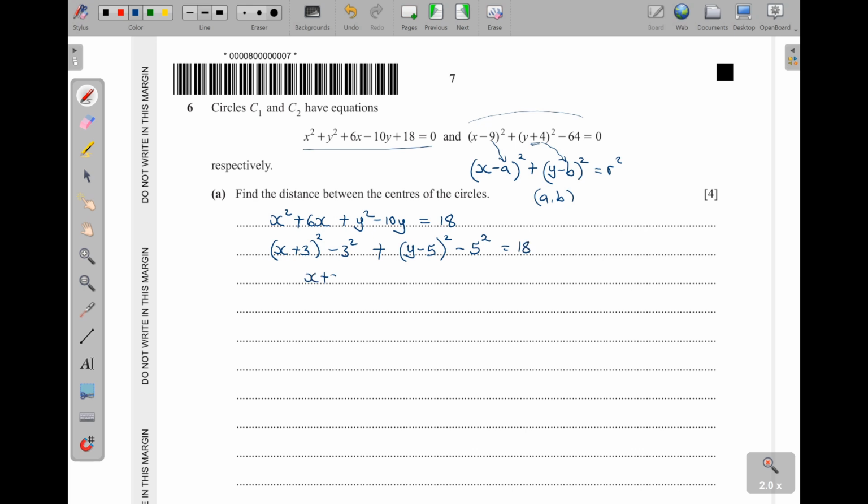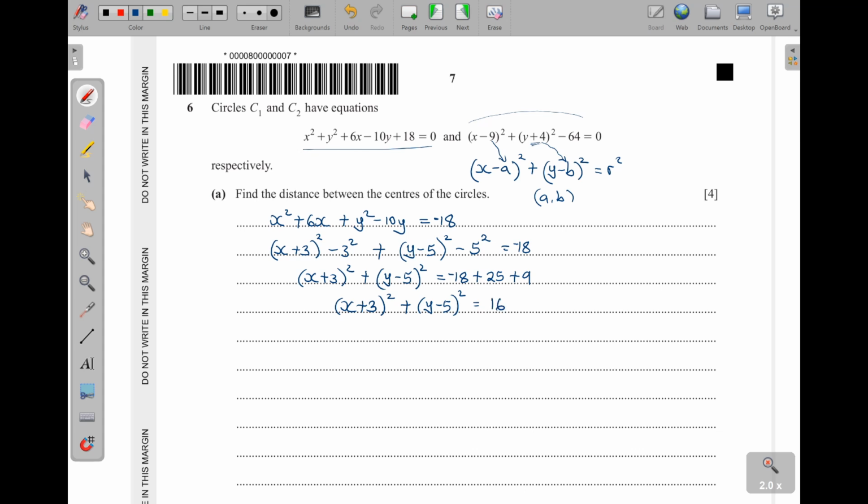So meaning I will have x plus 3 bracket squared, then plus y minus 5 squared, which is equal to 18. Now we shall add the 25 from 5 squared, and then we shall also add the 9 from 3 squared. So meaning we shall have x plus 3 bracket squared, then plus y minus 5 brackets squared, which is equal to, oh, by the way, this 18 here is supposed to be a minus, okay? It is supposed to be a minus, sorry. So altogether gives you the 16.